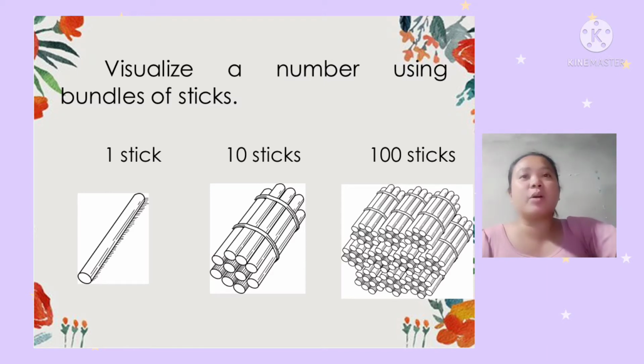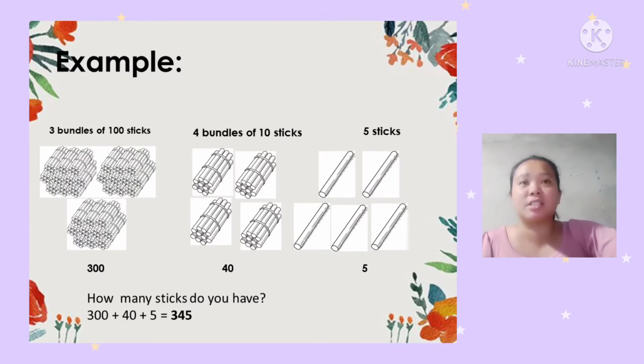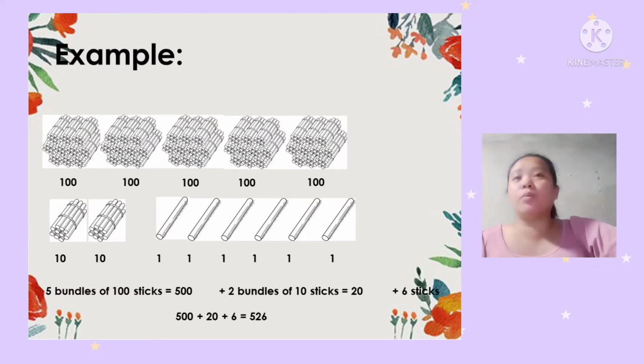For example, we have here 3 bundles of 100 sticks, 4 bundles of 10 sticks, and 5 sticks. So we have 100, 200, 300, and then the other one 10, 20, 30, 40. And then we have here 1, 2, 3, 4, 5. So we have 300 plus 40 plus 5 is equal to 345.